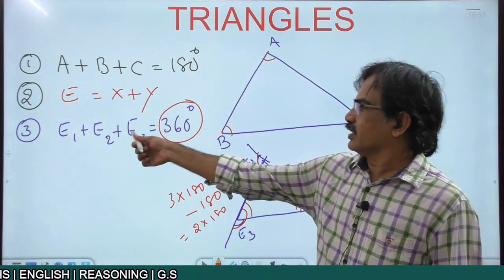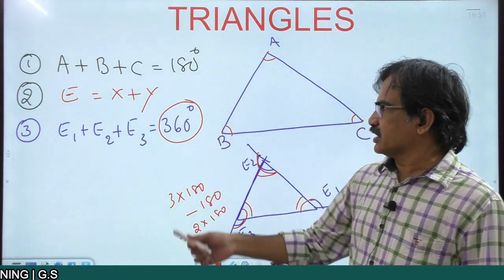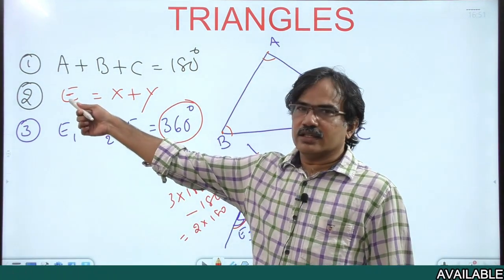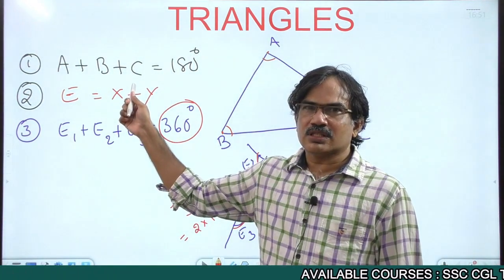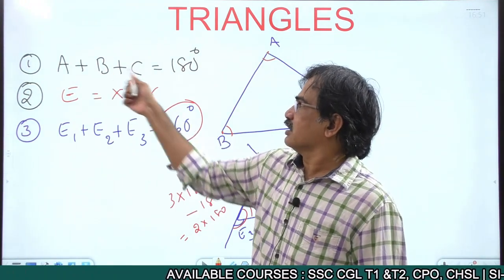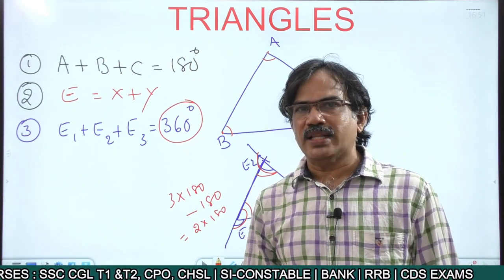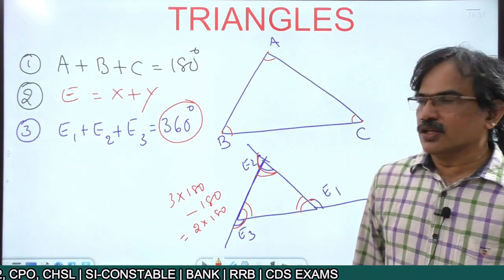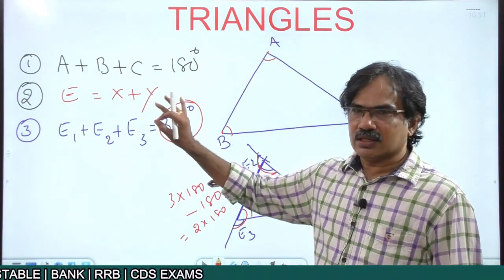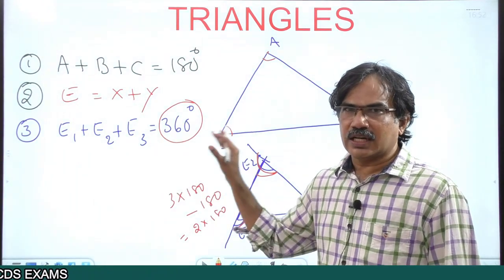So the sum of exterior angles is equal to 360 degrees, and the exterior angle is equal to the sum of opposite interior angles, and the first property is the sum of interior angles is always equal to 180 degrees. So these are the properties related to angles of a triangle.